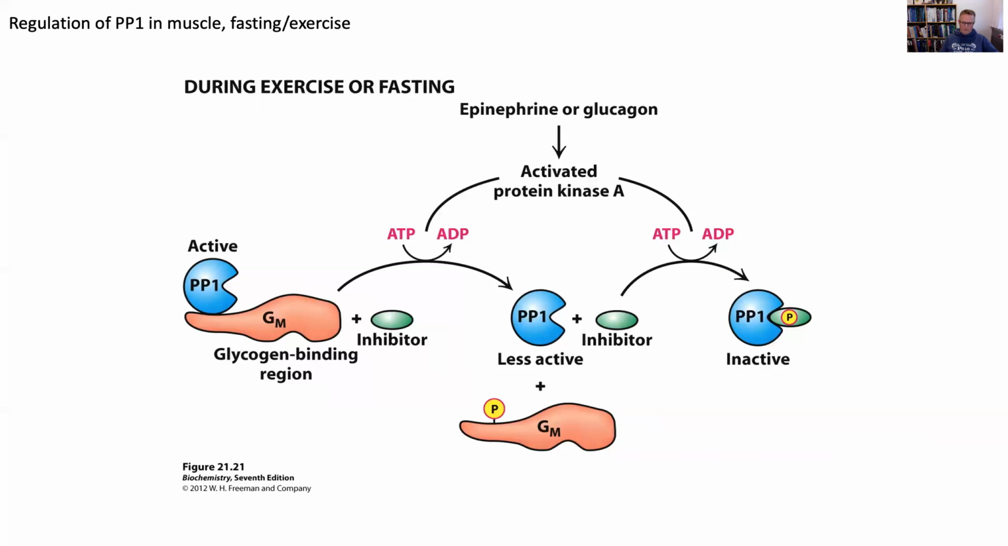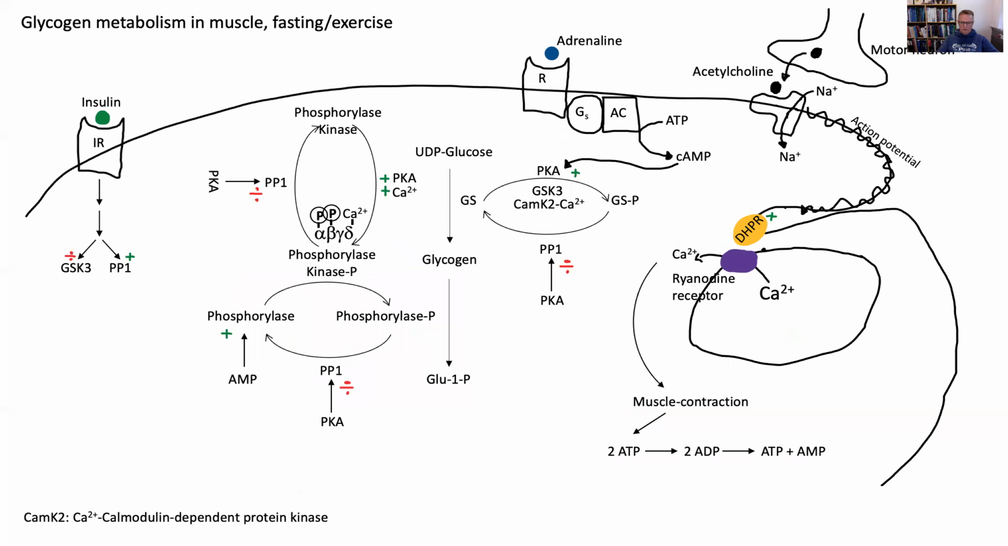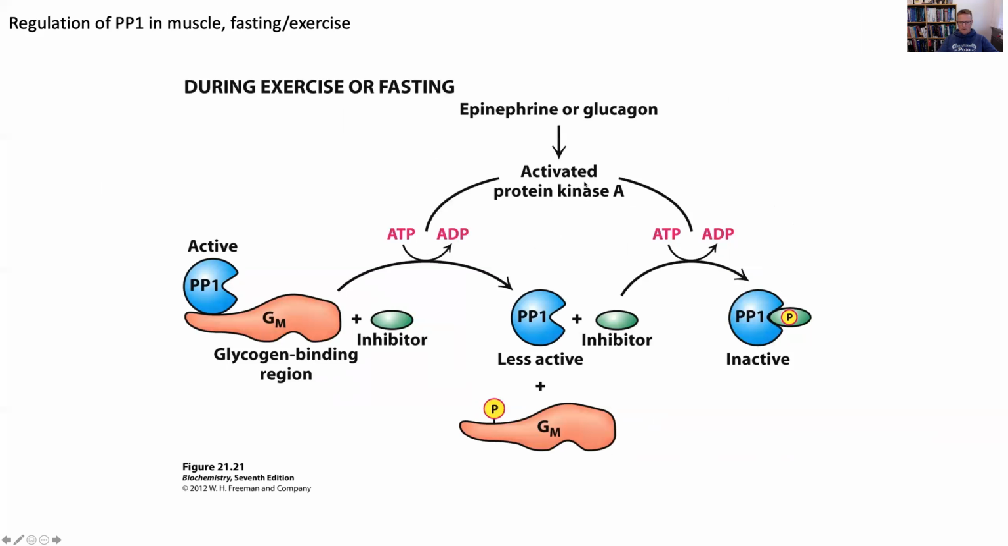And if we look further into how the PP1, or protein phosphatase 1, is regulated, then again, if we look at this part of the figure, we know that protein kinase A can actually inhibit protein phosphatase 1. If we look into the details of this regulation, we know that either adrenaline, also known as epinephrine, or glucagon will lead to activation of protein kinase A.